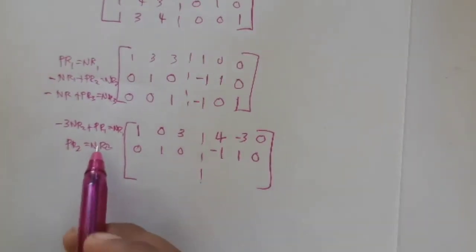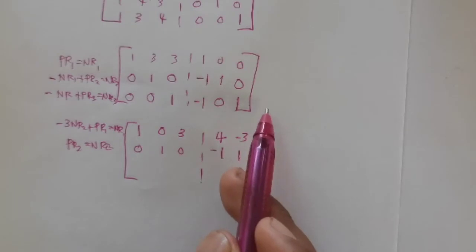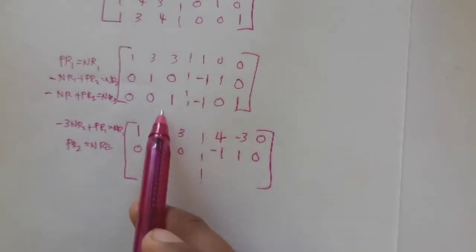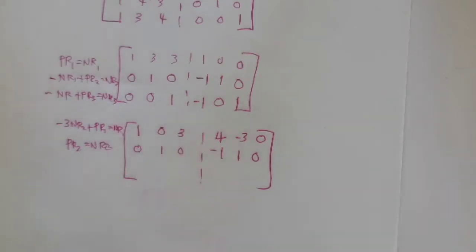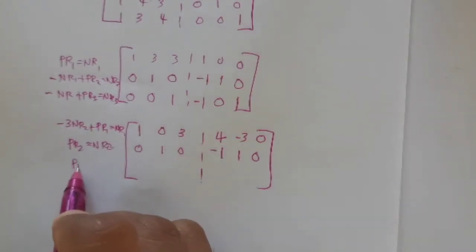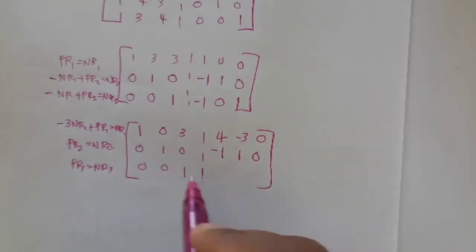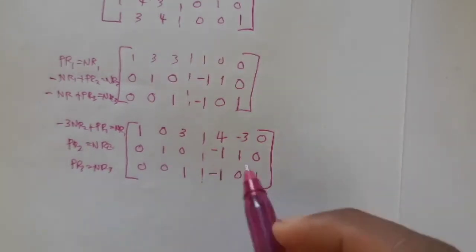So next, as you can see, the entry in the previous row 3 is already 1, so let us just copy. So we have previous row 3 equals new row 3: 0, 0, 1, negative 1, 0, 1.